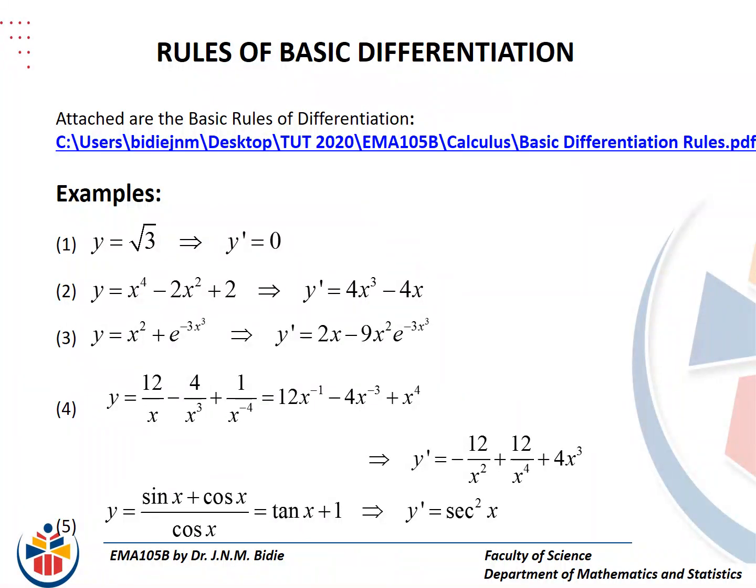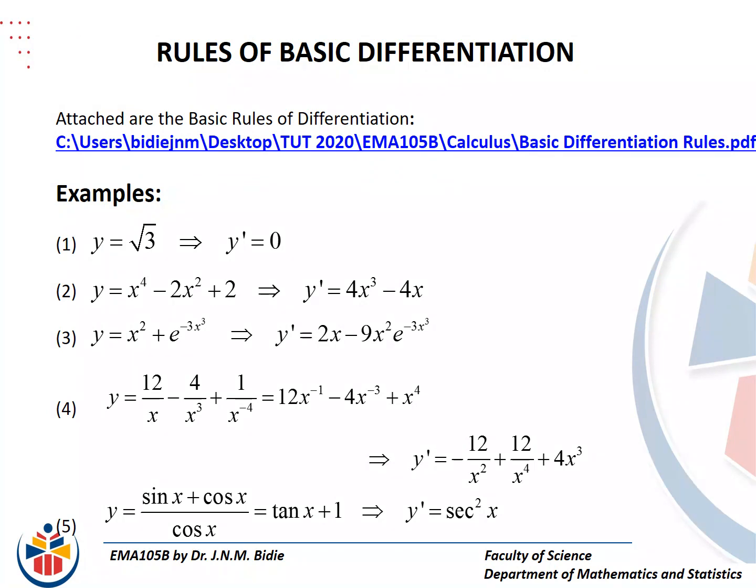Therefore, the derivative of this function for the first term, remember, we take that power and multiply it to the 12. So it becomes negative 12. X to the power minus 1 minus 1, which becomes minus 2. When you take it down, it becomes x squared. Therefore, you have minus 12 over x squared as the first term.